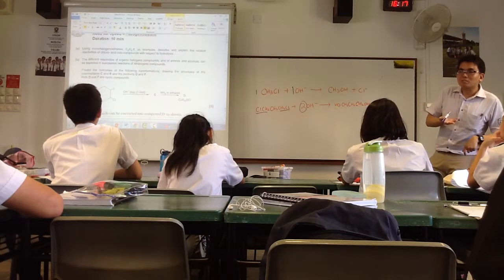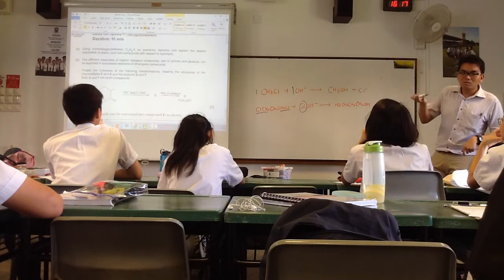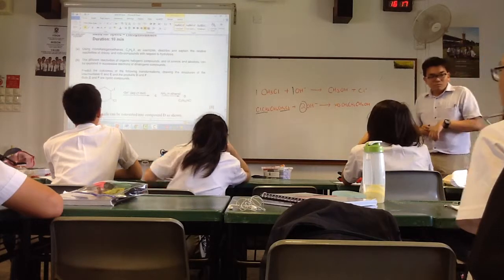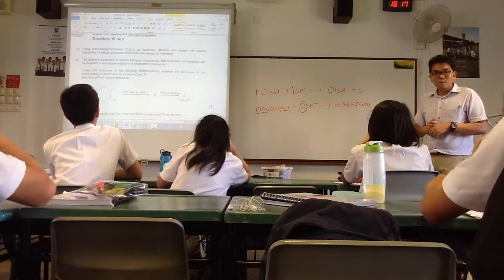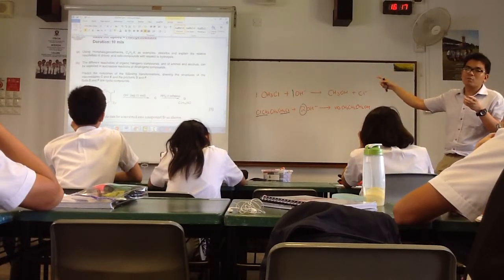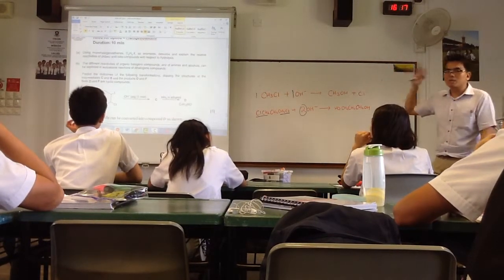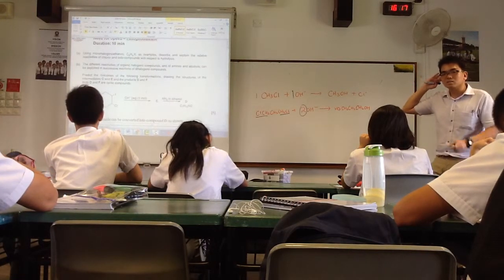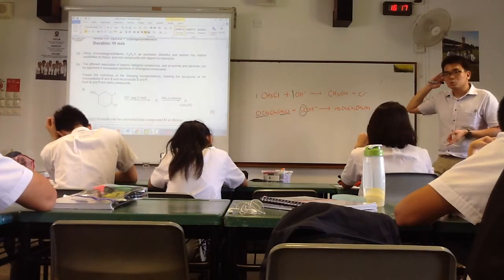How do you know which one gets substituted? Is it CCl or COH? You see the final product. Exactly. Here the question gives you the molecular formula of the final product. In the final product, do you see any Cl? No, right? So this tells you that it is the CCl that gets substituted.